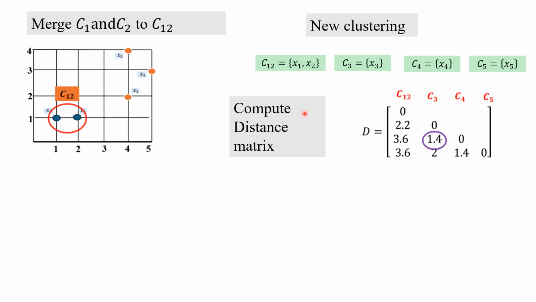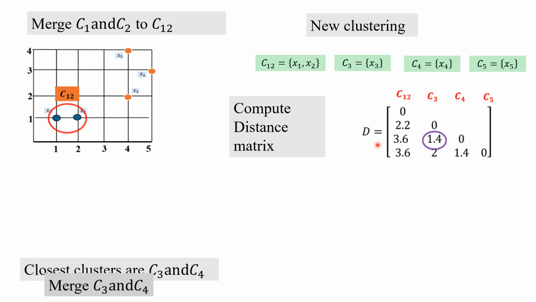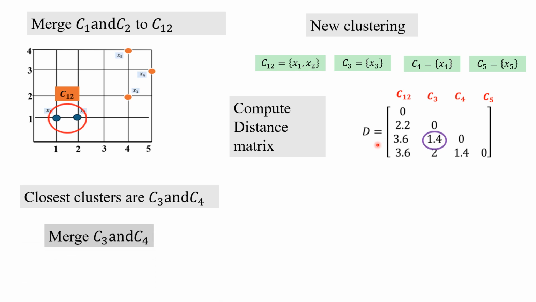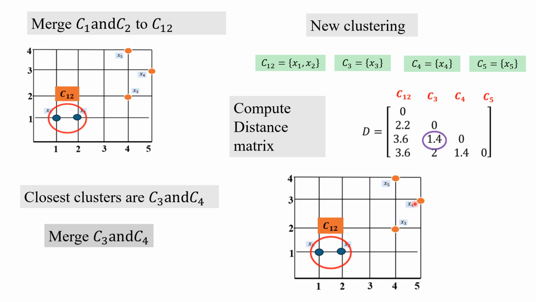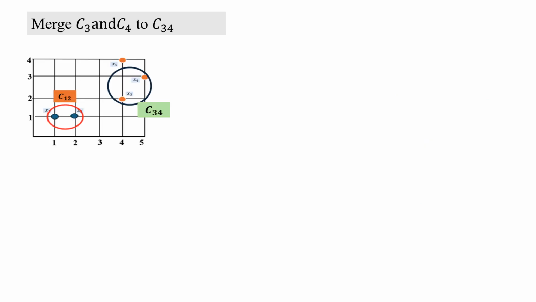So again we compute the distance matrix. Here we have given the column labels for ease of understanding. The first one is our merged cluster, and then the remaining 3 data points which are individually in their clusters. Now we see the shortest distance, we have 2 of them, but we can take any for our merging. So we are taking C3 and this will correspond to C4. So the closest clusters are C3 and C4, and so we decide to merge these two.